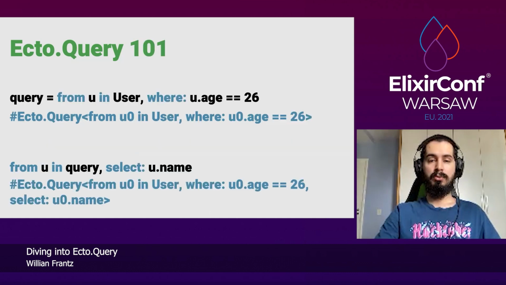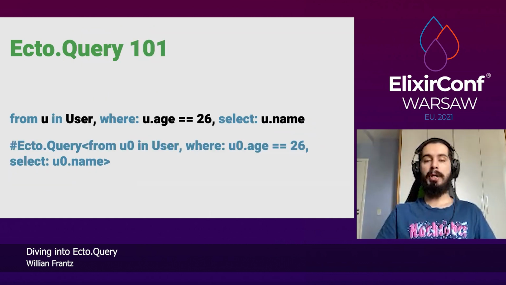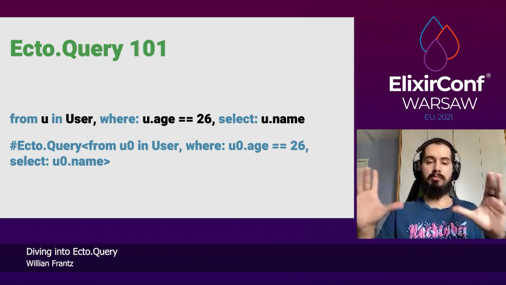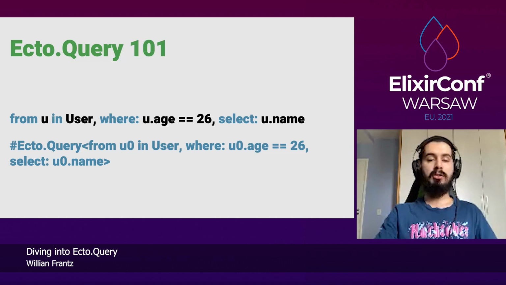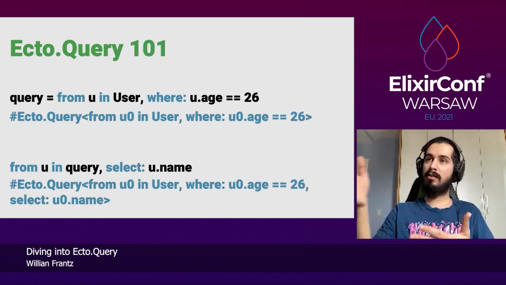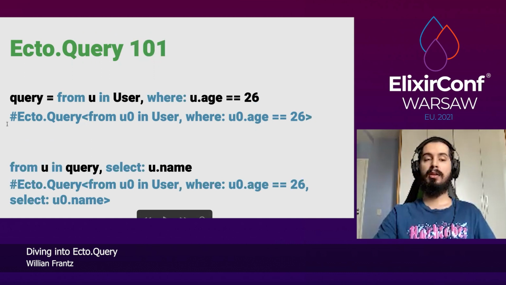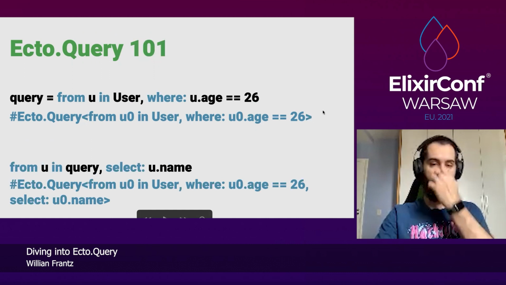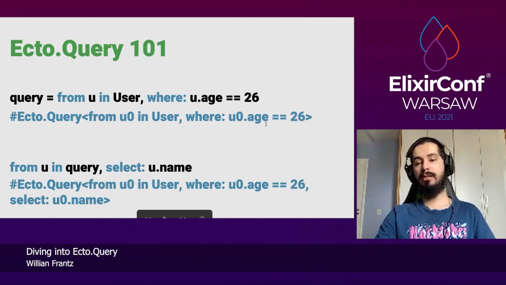So let's say we want to compose a query. So in this first example, we're just creating a query from scratch, and this query is the whole. We are not composing it with anything. So let's say we want to break things apart, and we create a new variable called query. And this query will select everything from users where age is 26. Now we have this Ecto.Query struct. And it says only select from users where age is 26.